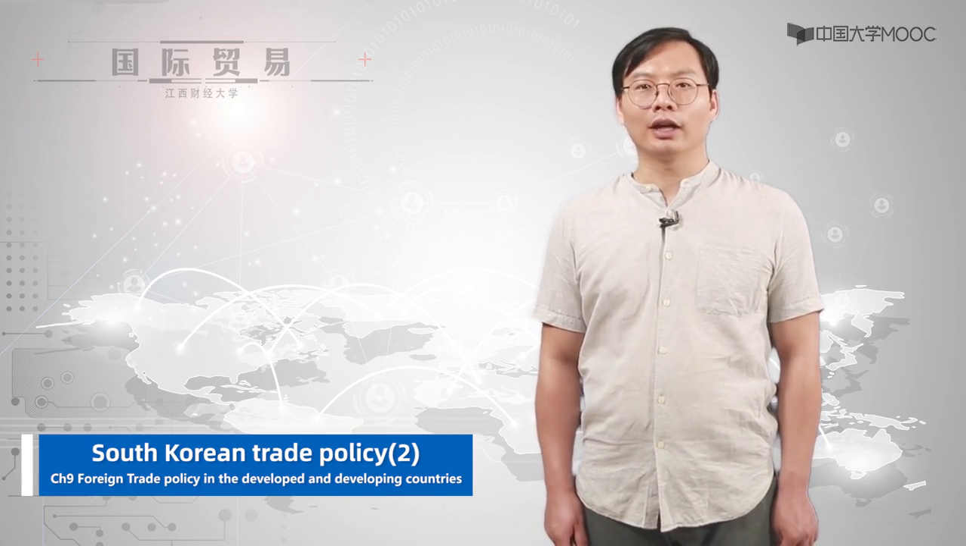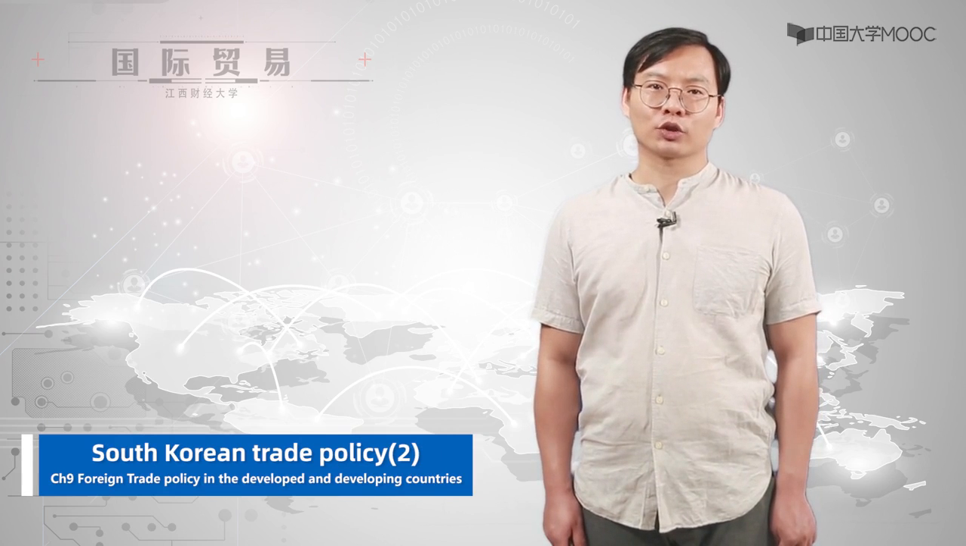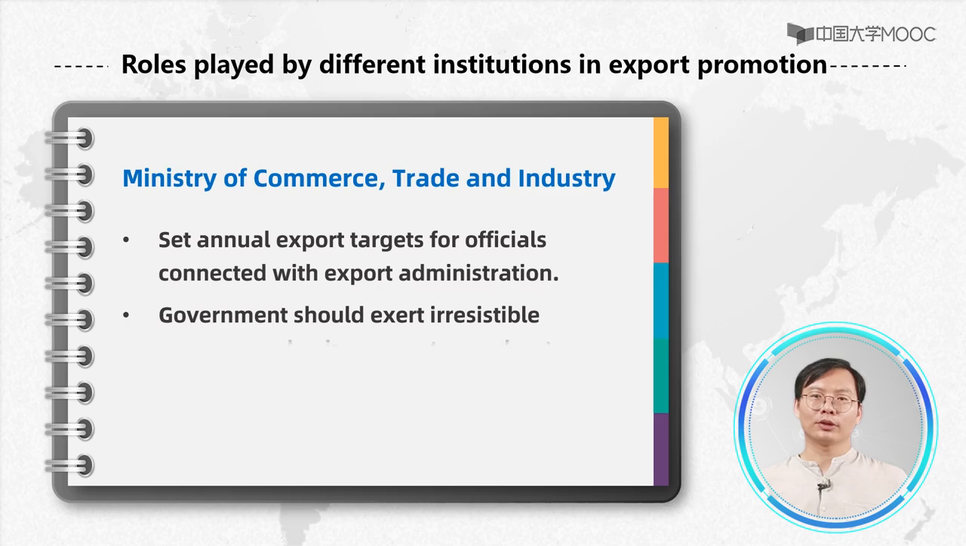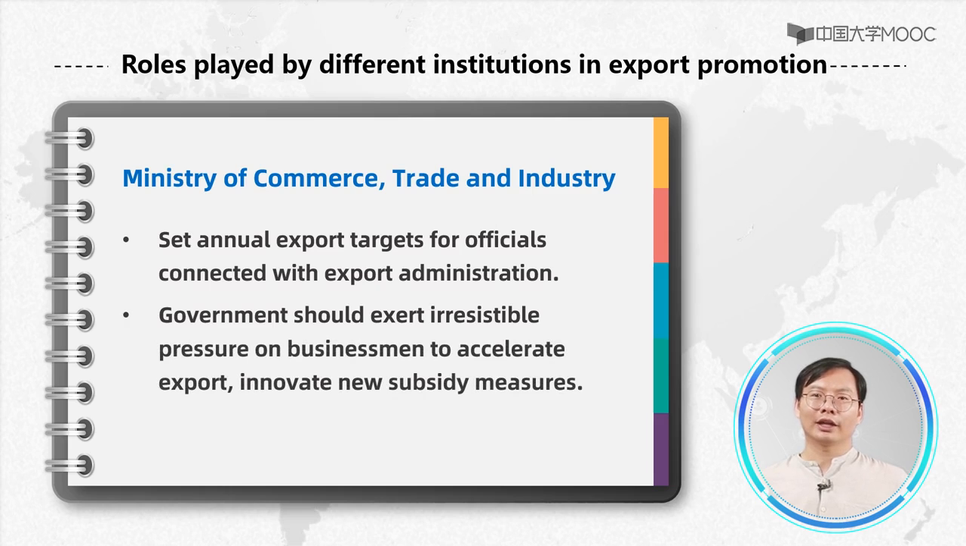In South Korea, the role of export promotion is played by different institutions. Among them, the Ministry of Commerce, Trade, and Industry played the major role. It sets annual export targets for officials connected with export administration. If the targets are not going to be reached, the government would exert irresistible pressure on businessmen to accelerate export, and also help the government to innovate new subsidy measures.